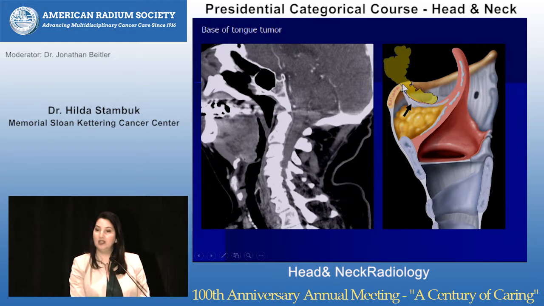It's a very important ligament. It's a barrier for tumor spread. It runs from the hyoid bone to the epiglottis, and this is also a very important ligament for tumor spread, a barrier for supraglottic tumors as well.